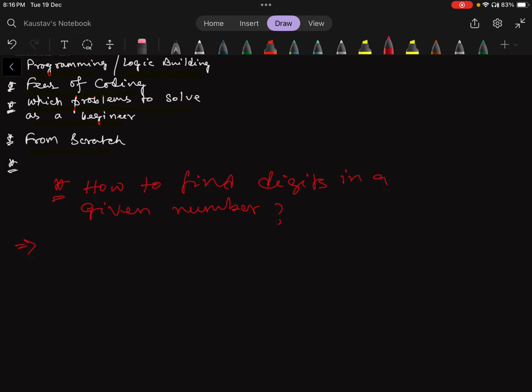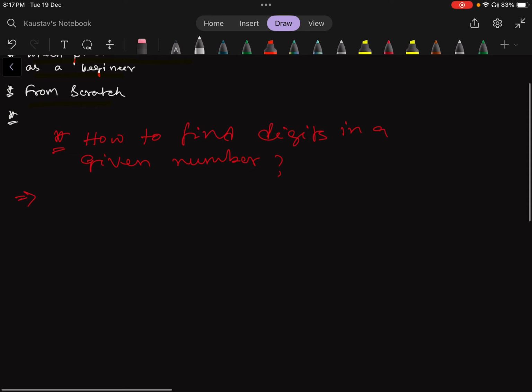If you don't understand how we are finding the digit, then it will be a big problem in the future. So okay, let's just jump into this problem. Let's say we have to find the digits in a given number. So let me create a function for this.